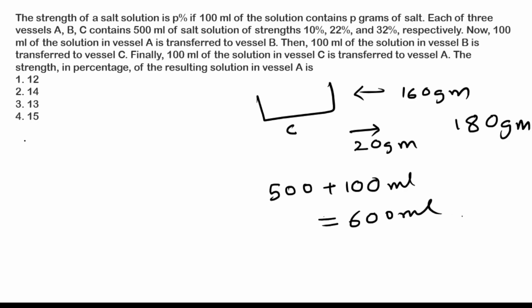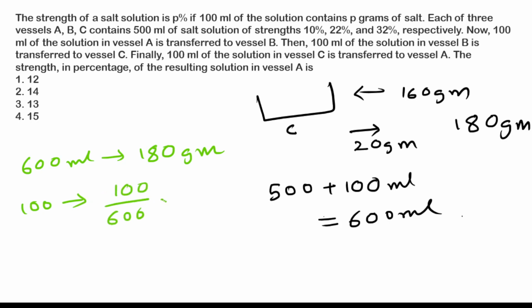Again the same exercise that we did earlier. In 600 ml, 180 gram of salt is there. So in 100 ml, how much will it be? It is simply going to be 100 by 600 into 180. So again 6 and 30. We can see that 30 gram of salt is there. Now this 30 gram of salt is in 100 ml.